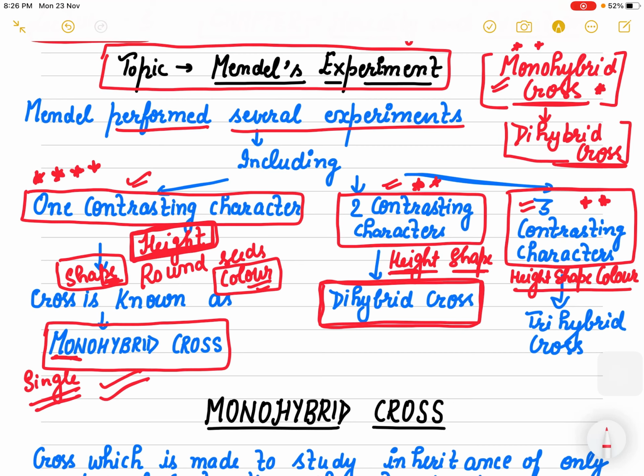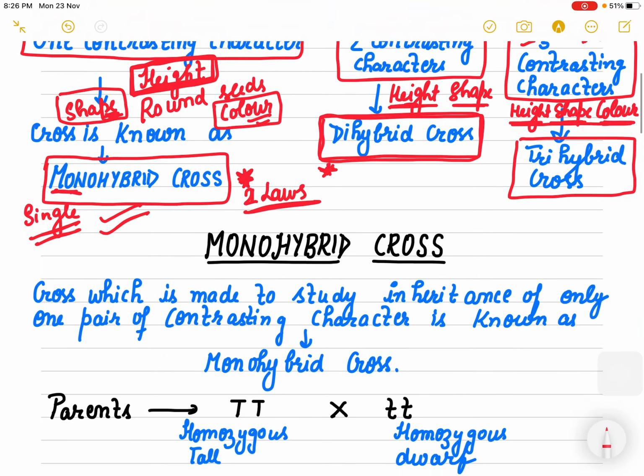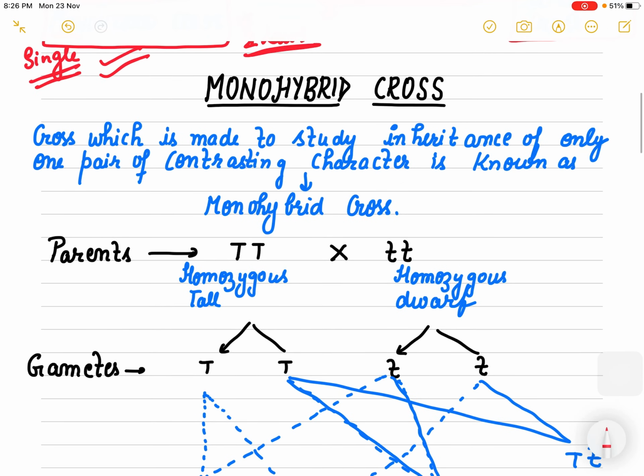And then if Mendel performed three contrasting characters, you are taking height, shape, and color also into consideration, then that is explained by trihybrid cross. But in our syllabus, we have to talk about only monohybrid and dihybrid cross in detail. And with monohybrid cross, today we will see which two laws are explained by Mendel. So let's start with the monohybrid cross.